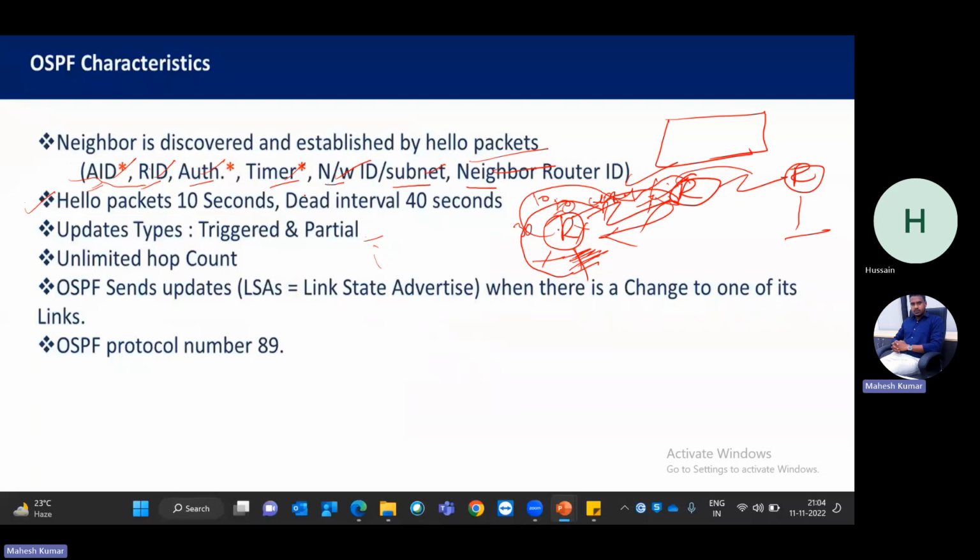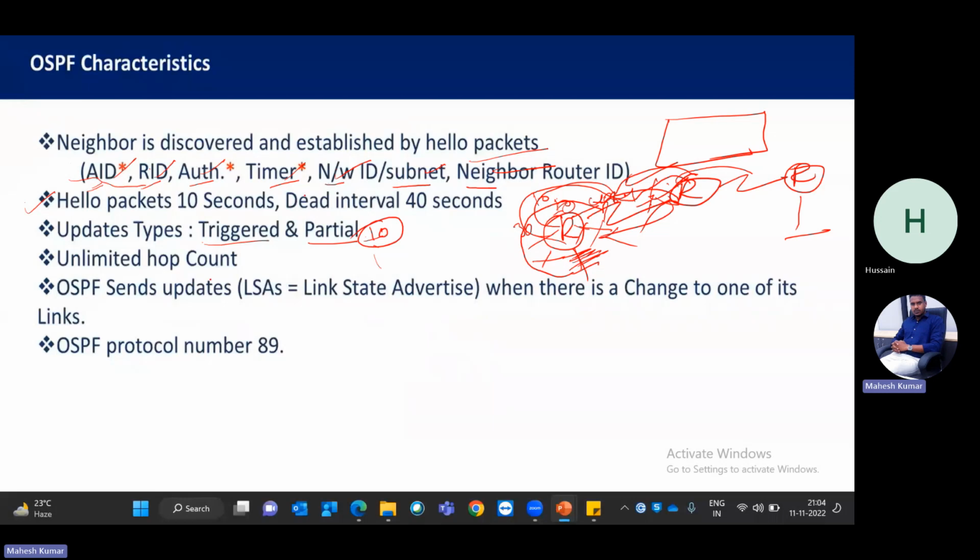Any new IP assigned, or any packet loss, or any reason related to the routing table, it will send immediately. It will not wait for 10 more seconds. So that is the reason it is triggered when anything happens, and partial when all is fine, every 10 seconds.